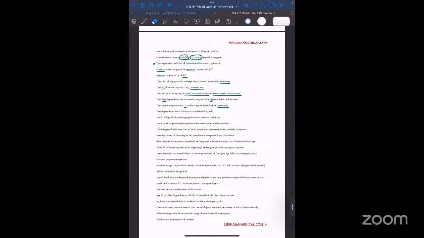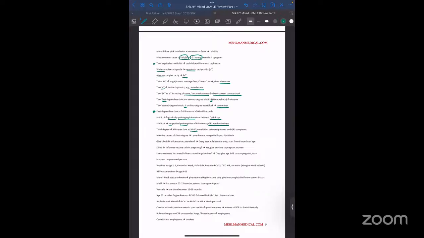Then first degree heart block, PR interval is more than 200 milliseconds. So it's just a prolonged PR interval, more than 200 milliseconds. Mobitz 1 is gradually prolonging PR interval before a QRS drops. Mobitz 2, no gradual prolongation, but QRS randomly drops. Third degree, heart rate is super low at 30 to 40. There's no relation between P waves and QRS complexes.